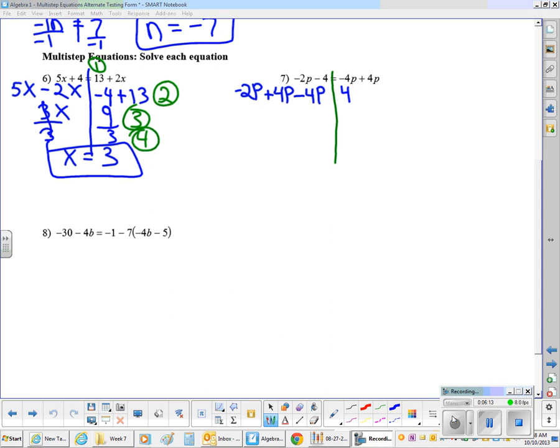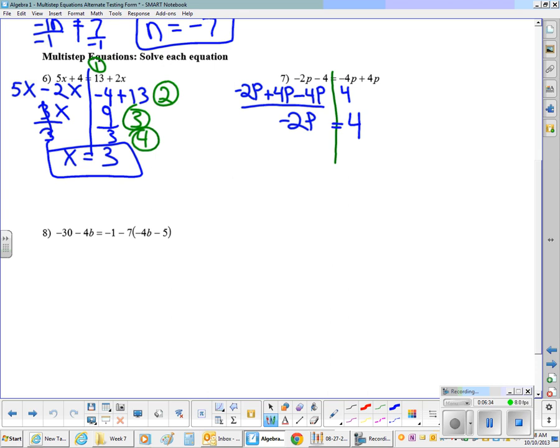We now need to combine like terms. So negative 2 plus 4 minus 4 is negative 2p. And 4 doesn't get combined with anything. So, we talked about in the last problem that we're going to divide both sides by a number. What are we dividing by? Negative 2. Because negative 2 is the number in front of the p.